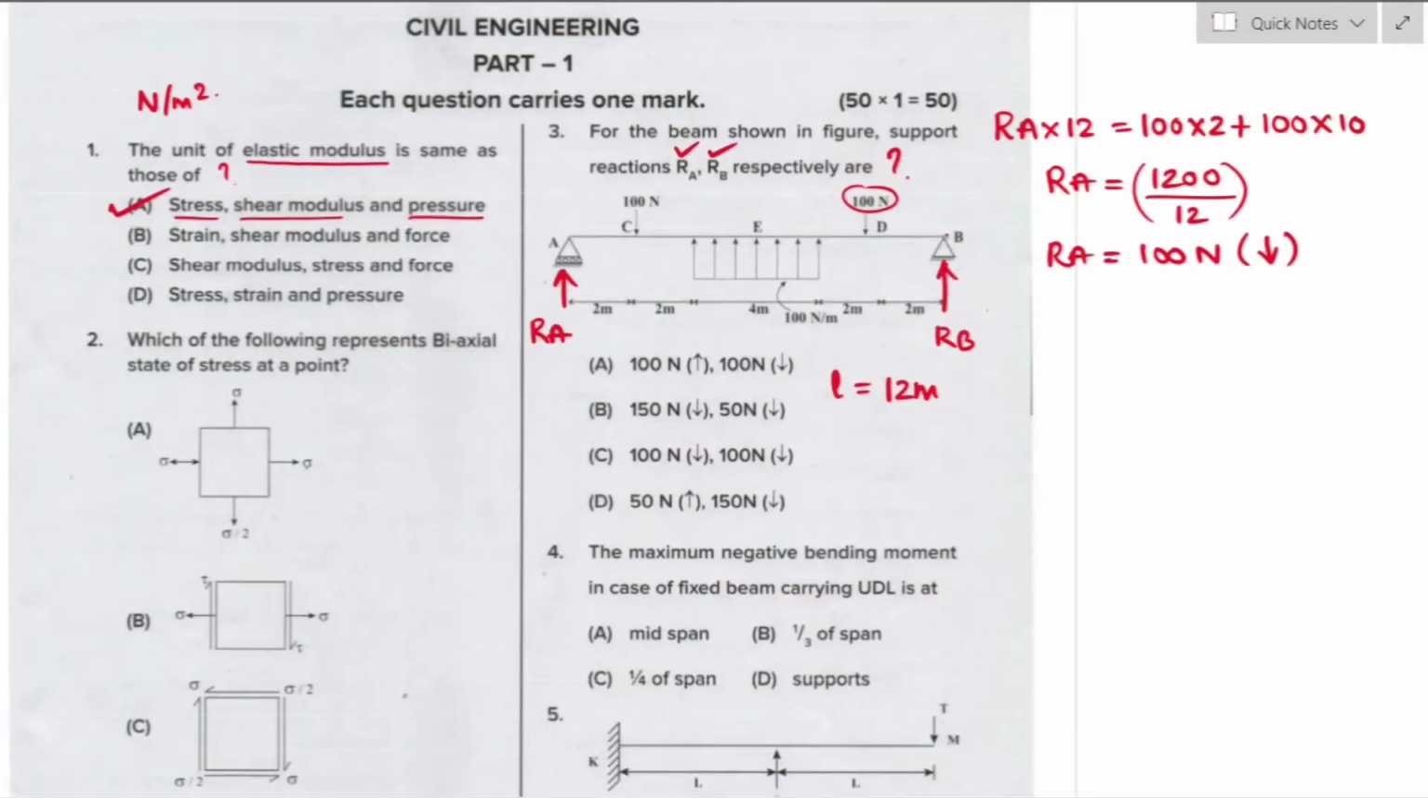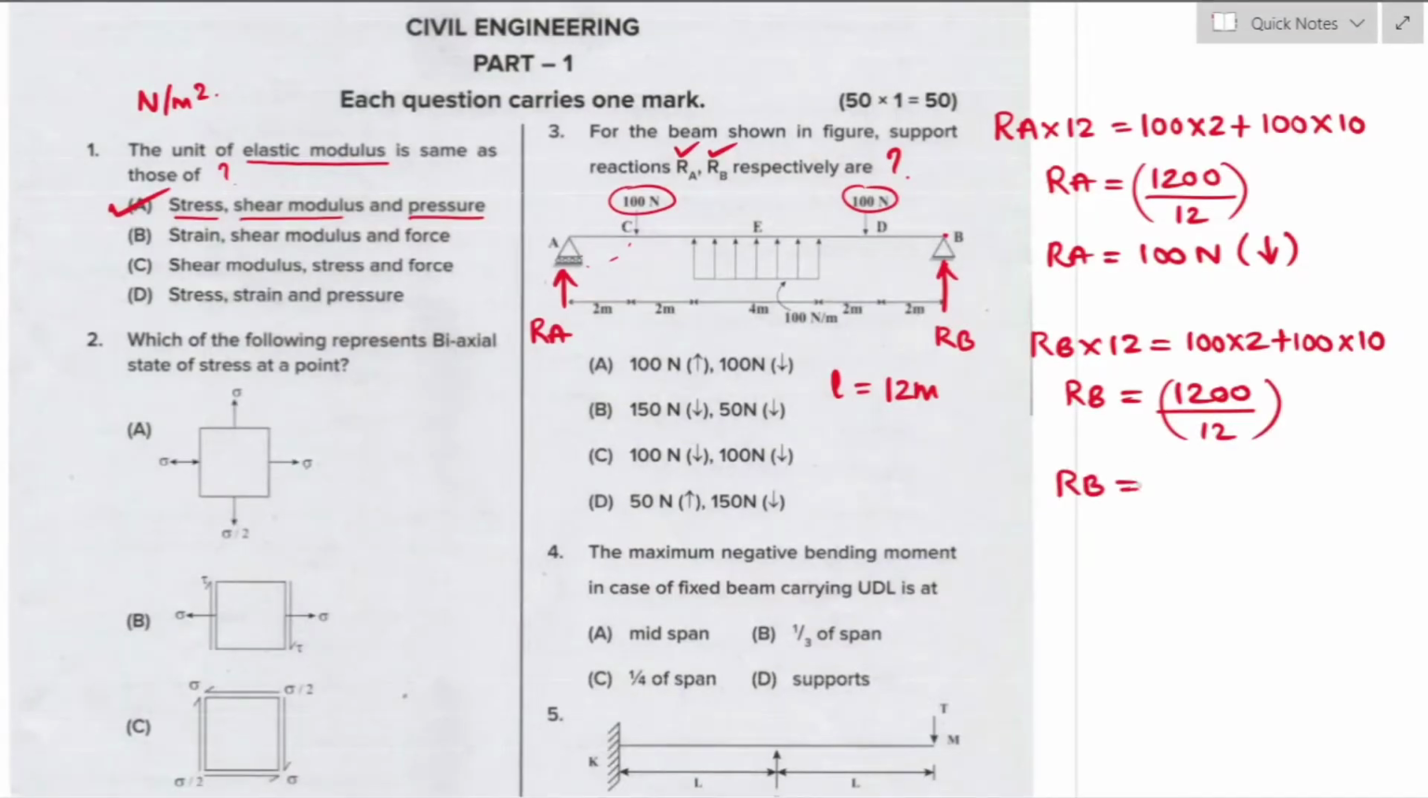Similarly, from point B, RB into total length of the beam 12 meter equals 100 Newton into 2 meter plus 100 Newton into 10 meter. So RB will be 1200 Newton divided by 12 meter. So the reaction at point B will be 100 Newton acting downwards. So the correct answer is option C.